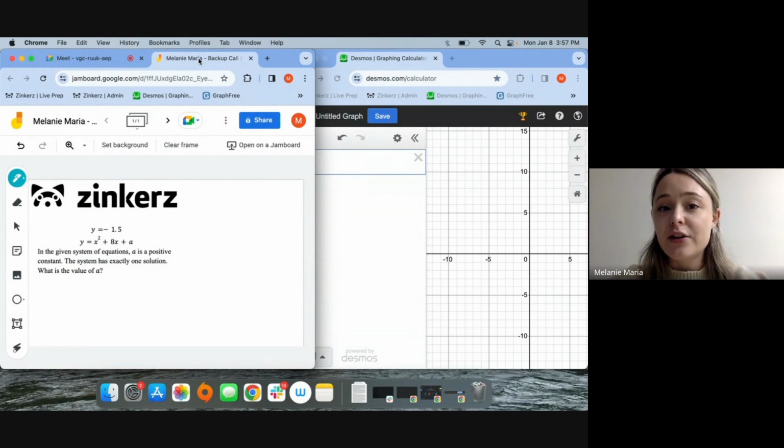Let's take a look at another digital SAT question and how we can use Desmos to help us solve it. This question says, in the given system of equations, A is a positive constant. The system has exactly one solution. What is the value of A?